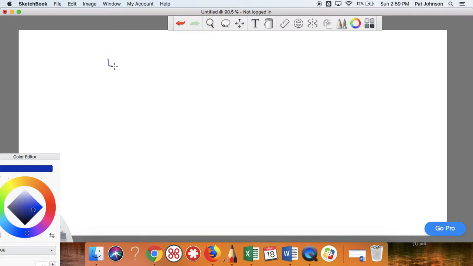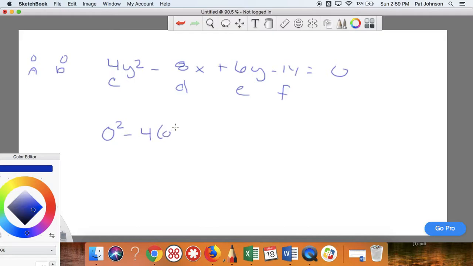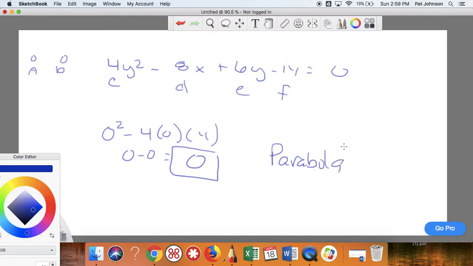So again, I'm going to put this in the right order: 4y squared minus 8x plus 6y minus 14 equals 0. Remember, it's ax squared, so a is 0, because I don't have an x squared. Bxy, so b is 0. So this is C, D, E, and F. So 0 squared minus 4 times 0 times 4 is 0 minus 0, or 0, because it's equal to 0. I have a parabola.